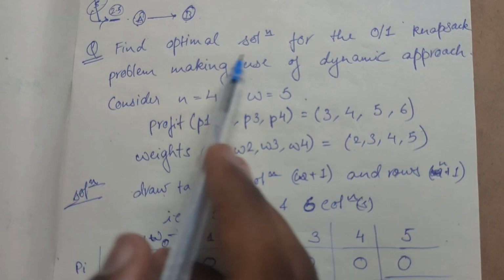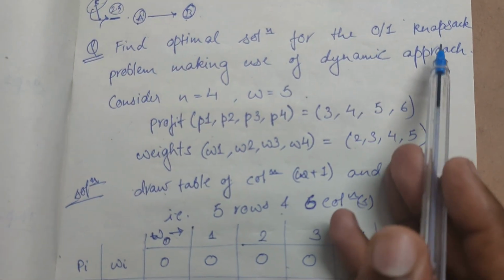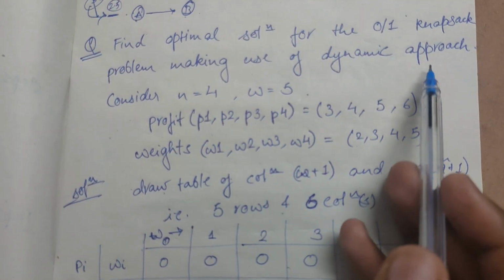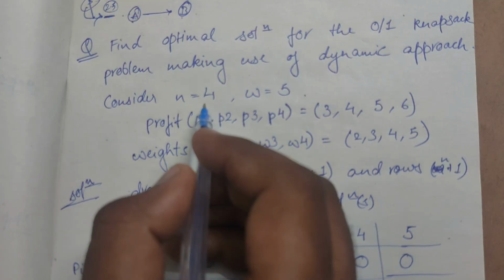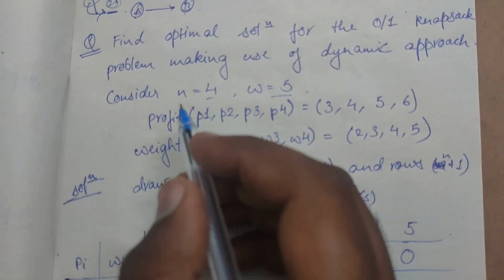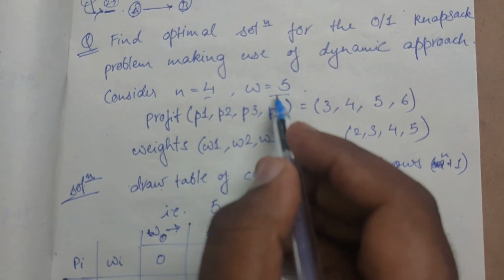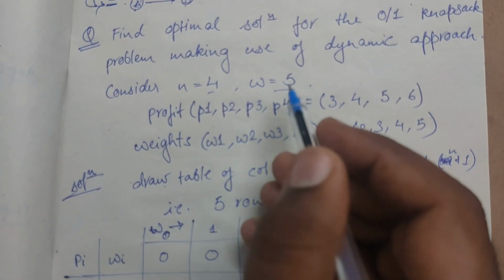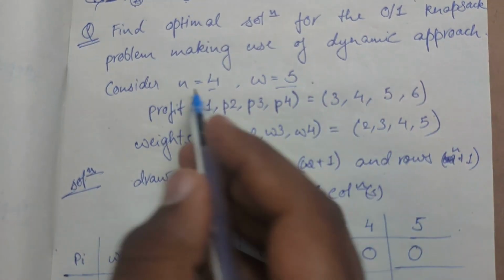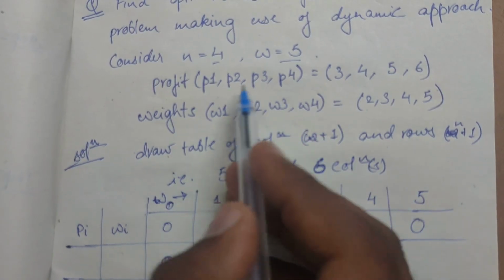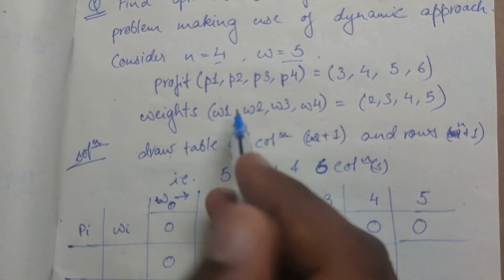So the question is, find the optimal solution for the 0-1 knapsack problem making use of the dynamic approach. Consider n is equal to 4, w is equal to 5. What's this n? N is the number of objects given to you and w is the capacity of that knapsack. So say 5 kgs is the capacity of that knapsack and you have in total 4 objects and you will be given the profit associated with each of the objects.